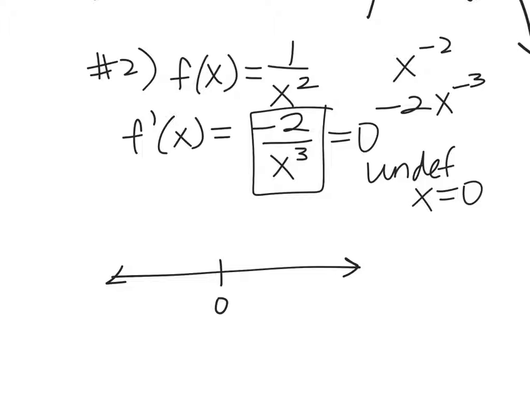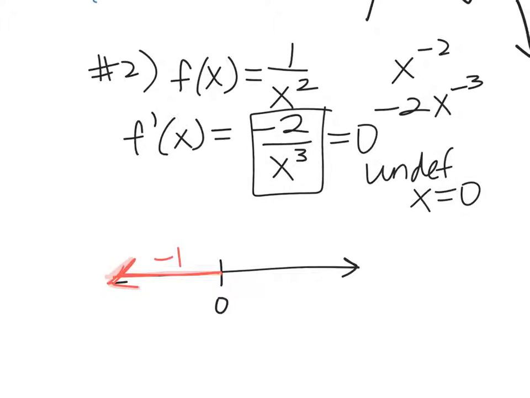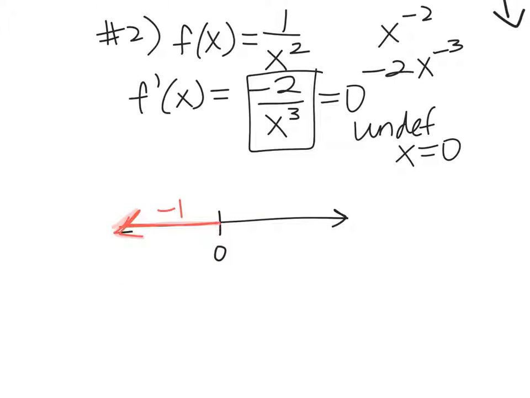You're going to pick a number over on this side. What would you like to choose? -1. Me too, I'd pick -1 over here. And then you're going to plug -1 into the derivative. You're doing f prime of -1. And when you do that, you get -2 over -1 cubed, which is still -1. So you get a negative over a negative, which is a positive.